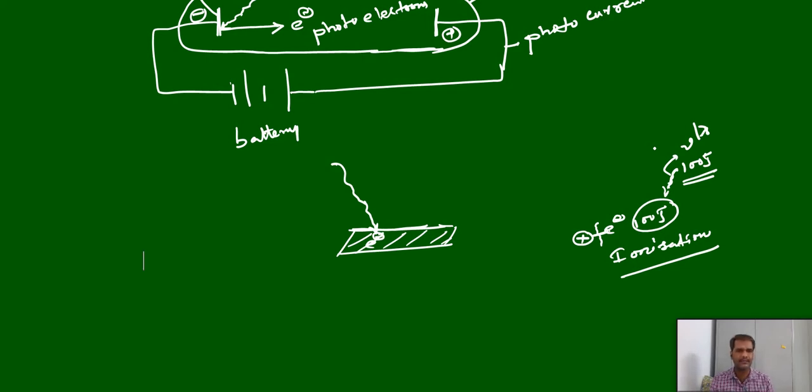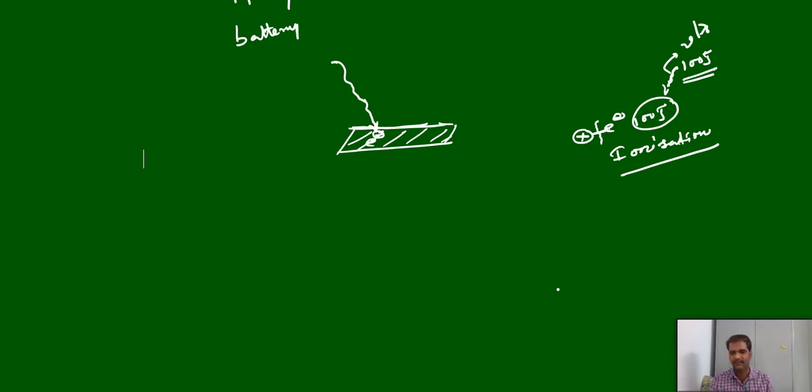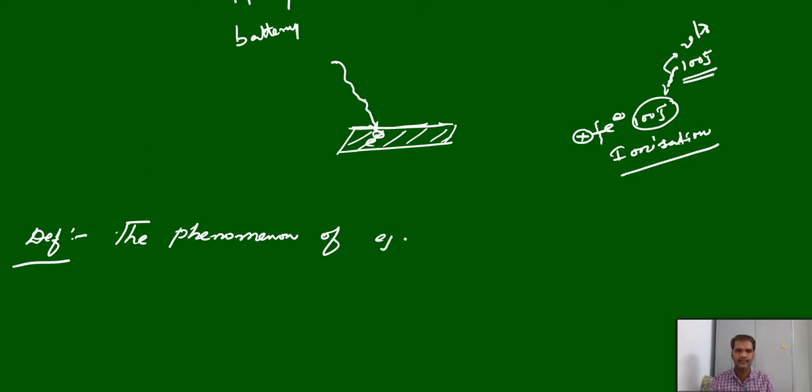First, we will note down these definitions one by one. First of all, what is the photoelectric effect? Just note it down. It is the phenomenon of ejection of electrons.